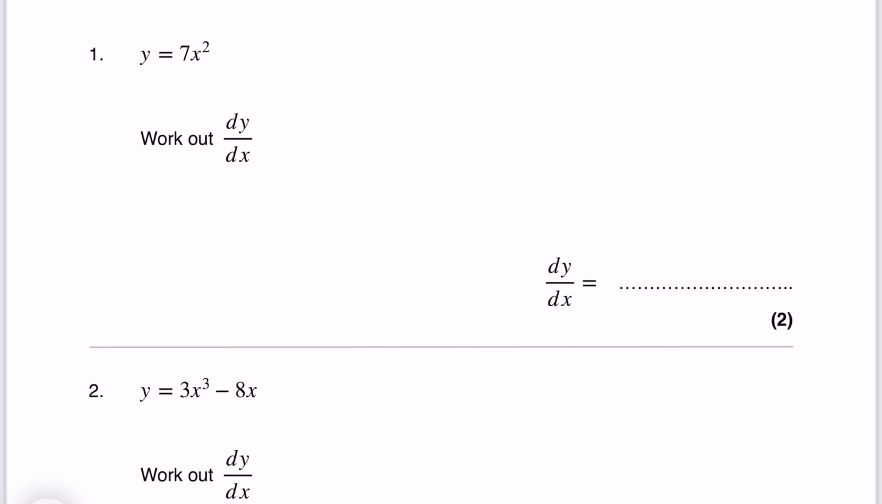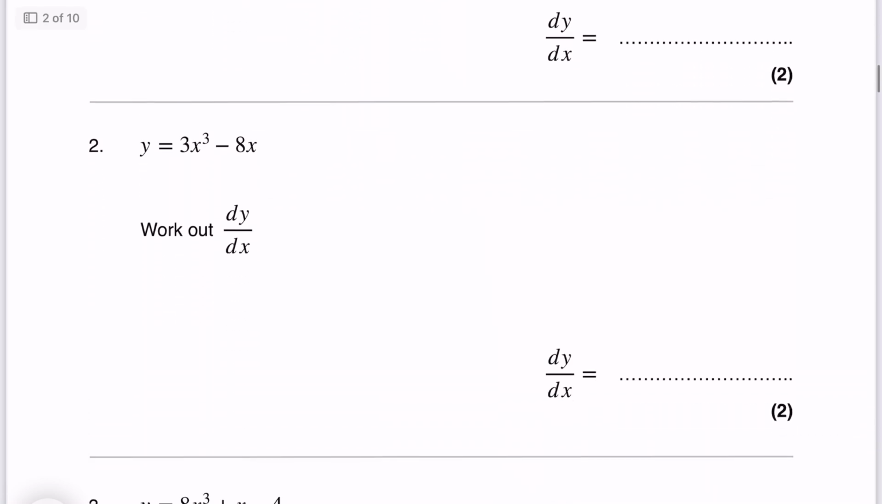Okay, so question 1 says, y equal to 7x squared, work out dy dx, which equal to 7 times 2 times x to the power of 2 minus 1, which equal to 14 times x. And that's the answer for the question. Let's move on. Question 2.